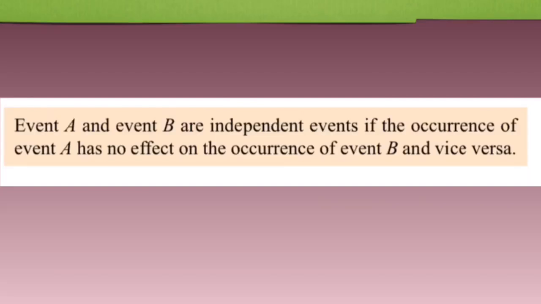Okay, students, today's learning standard is differentiate between dependent and independent events. So how do you differentiate between independent and dependent events? Combined events can be categorized as dependent events and independent events. Event A and event B are independent events if the occurrence of event A has no effect on the occurrence of event B and vice versa. In other words, event A and event B are dependent events if the occurrence of event A affects the occurrence of event B.